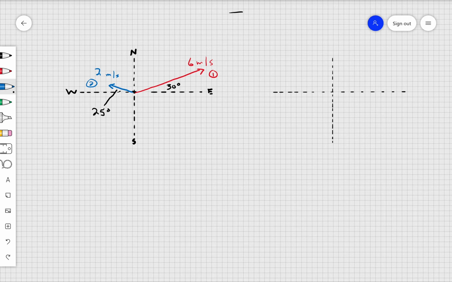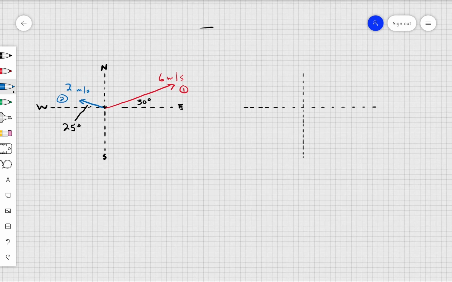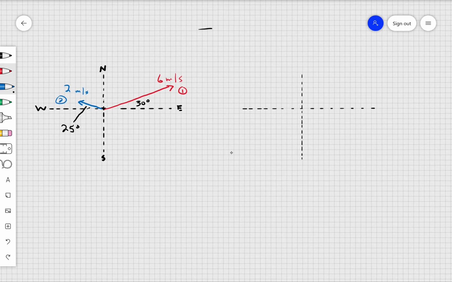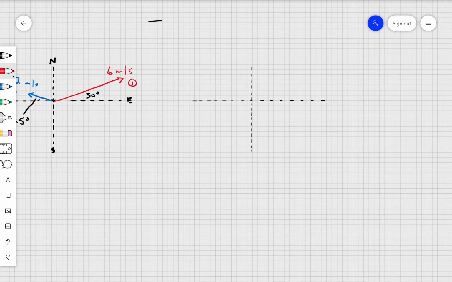So if I wanted to add those two graphically, I could copy and paste. So let's start with vector 1 exactly as it is oriented. Let's copy it and paste it onto this little coordinate system on the right side here.